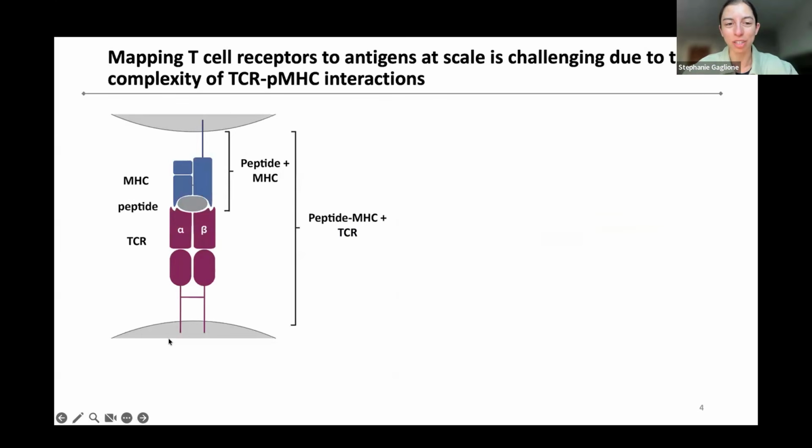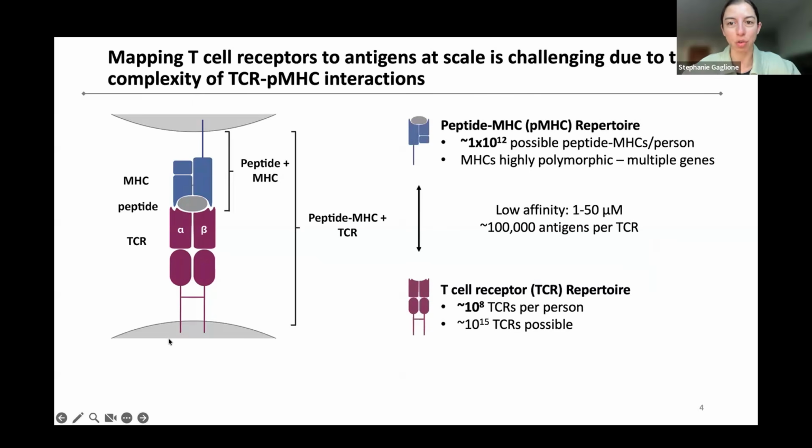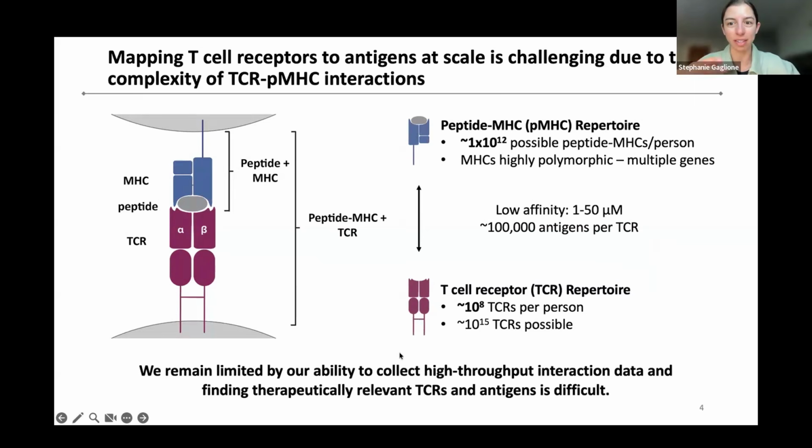But of course, understanding, predicting, and knowing which T cells recognize which antigens is challenging due to the complexity of TCR-antigen interactions. We have extraordinarily high combinatoric possibilities. The interactions between TCRs and pMHCs are relatively low affinity, and TCRs are very promiscuous. The result of this complexity is that we remain relatively limited by our ability to collect high-throughput interaction data, and finding therapeutically relevant TCRs and antigens remains difficult.